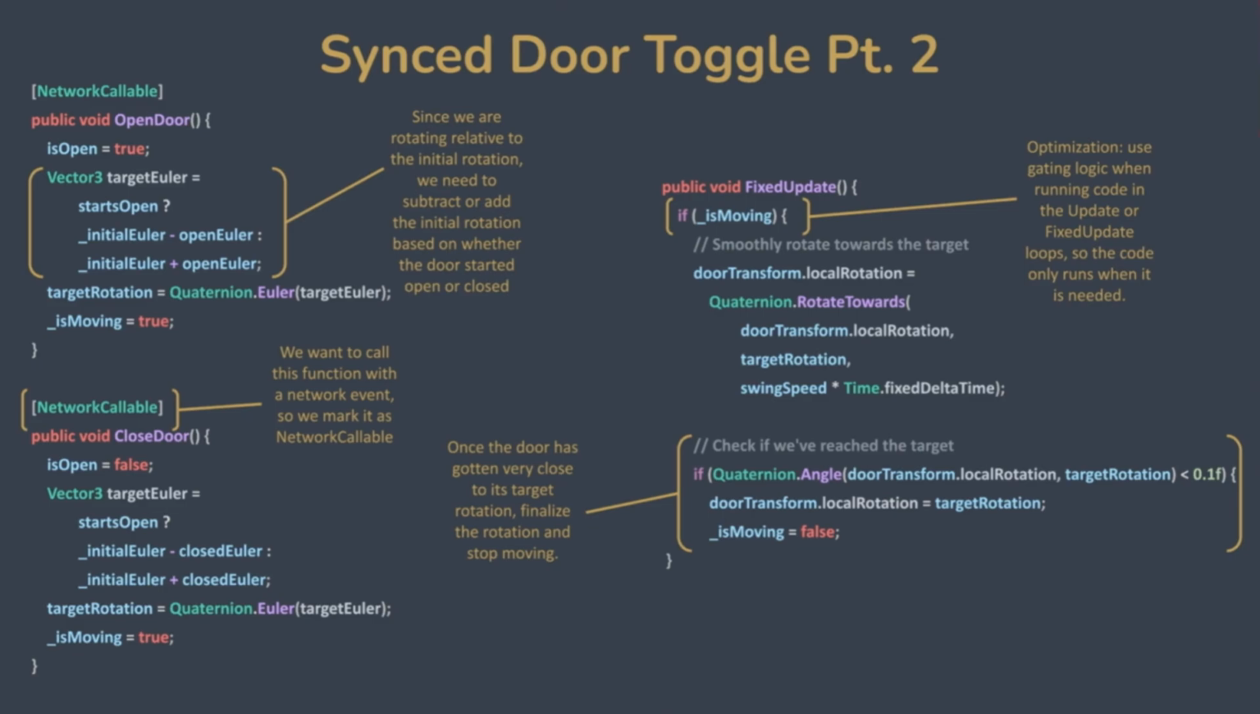And then we have is moving equals true. So that's saying to our code that we want to start moving. Then we have the closed door function, which is basically the same exact thing, just with different angles. Lastly, we have our fixed update function.